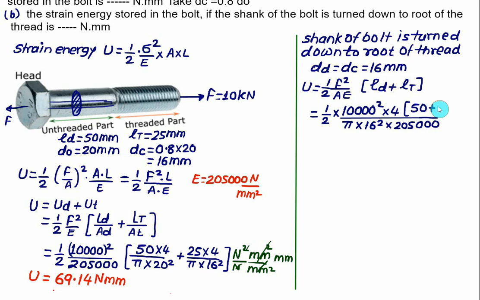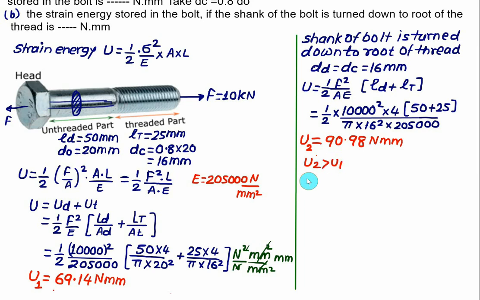plus 25. So basically this is a technique used to increase the strain energy by grinding the diameter, or you can make a hole here so that the entire bolt can be made of uniform strength. That topic we'll discuss just now. In this case you will get the strain energy equal to 90.98 Newton mm. So in the first case we have U1, in the second case we have U2, and U2 is greater than U1.